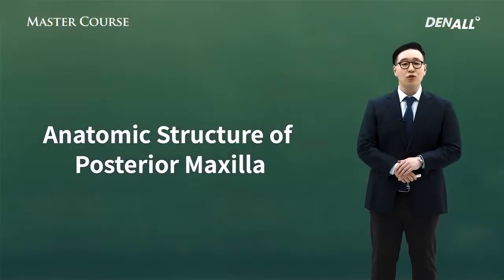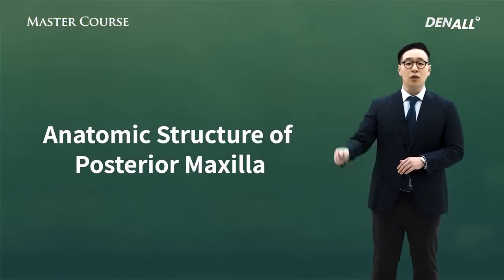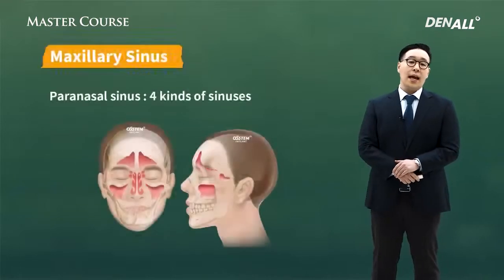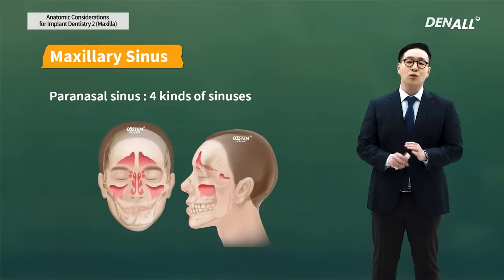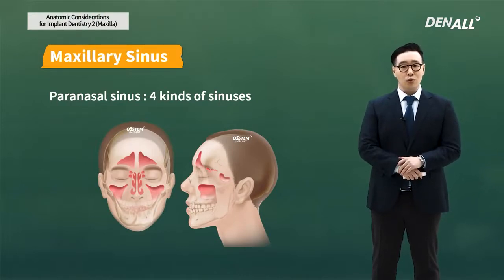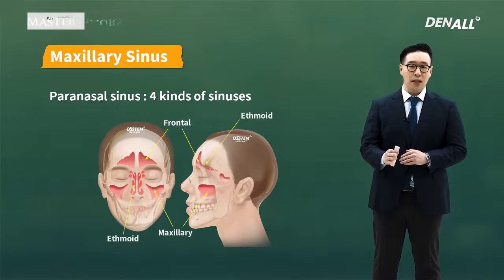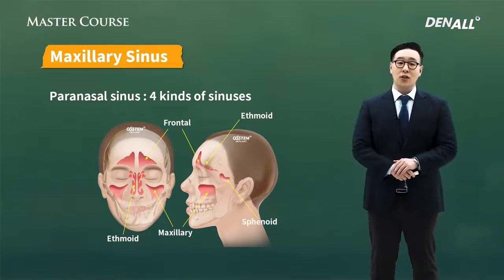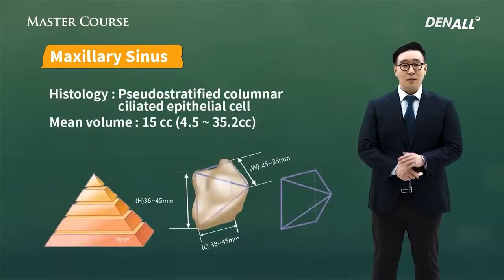Lastly, on the posterior side, these are the things you need to consider in implant placement, in other words, the anatomical structures you need to take into consideration. Here, there are 4 kinds of paranasal sinus. Those that are related to implant surgery, the maxillary sinuses, are closely related, but besides that, you have these other types of sinus. So in total, 8 sinuses exist.